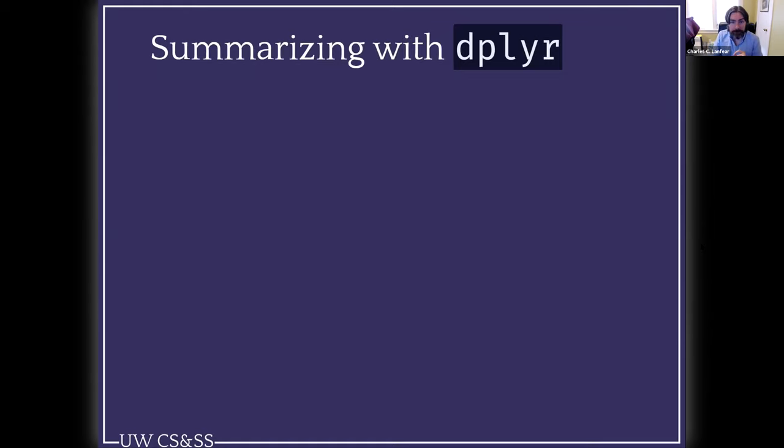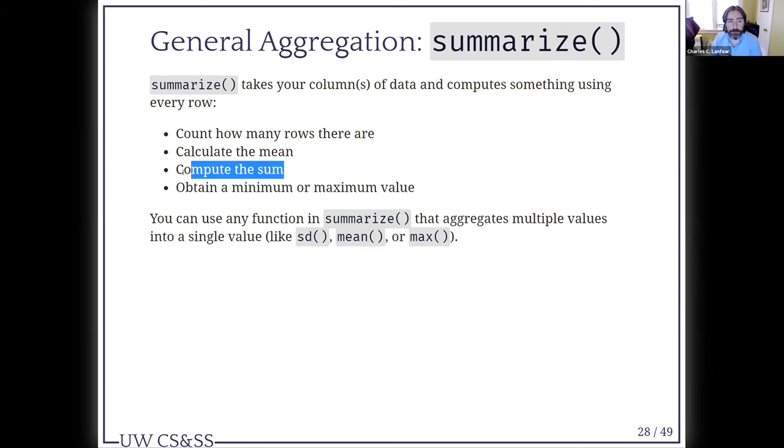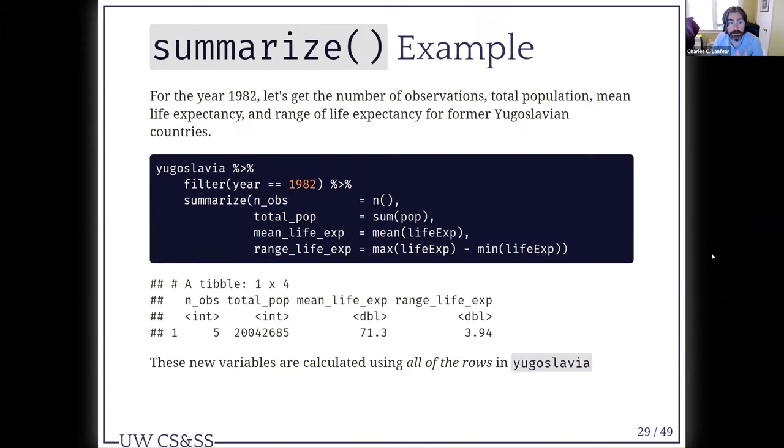So, summarizing data with dplyr. The dplyr function summarize, not to be confused with summary, which is built into R, takes the columns of your data and computes something using every single row you give it. You might count how many rows there are, calculate the mean or sum of columns, their minimum and maximum values. You can use in summarize any function that aggregates multiple values into a single value. Standard deviation, mean, maximum, median, all those take multiple values and make one out of them, so they can be used in summarize.